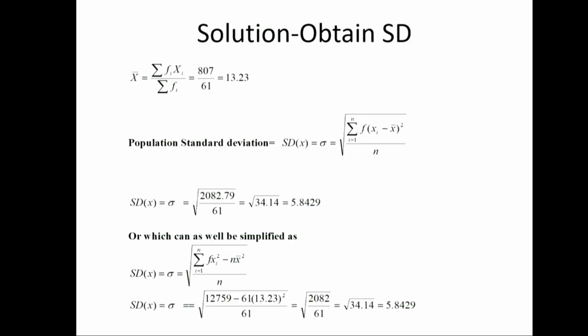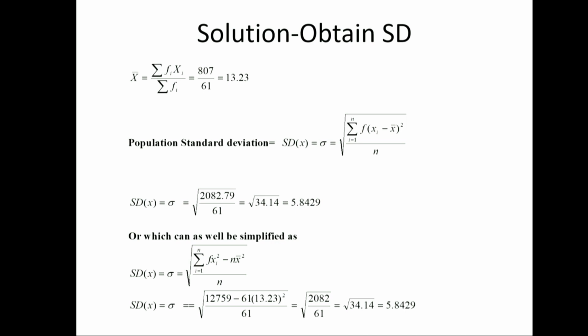So let's look at that. For the mean, we have 807 divided by 61, that is 13.23. So the population standard deviation is the square root of 2082.79, everything divided by 61. That will give us the square root of 34.14, and that is 5.8429. The variance here is 34.14, while the standard deviation is 5.8429. That is for the population.